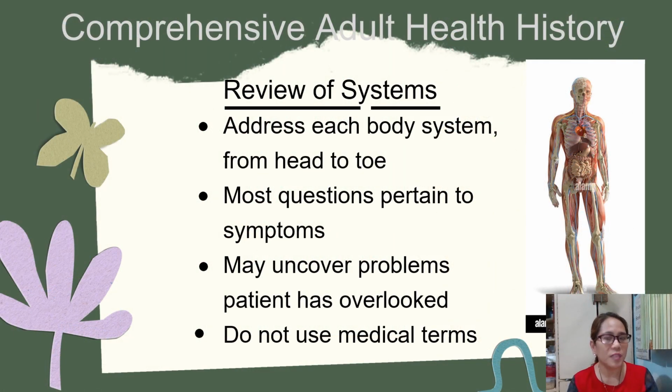In doing review of system, you must address each body system from head to toe. Usually, most of the questions pertain to symptoms or subjective data that are usually described or verbalized by your client. Some questions may uncover problems that the patient overlooked. So do not use medical terms, for example, blurred vision, diplopia, because it may lead to confusion. Some of the medical terms may not be understood by your patient.